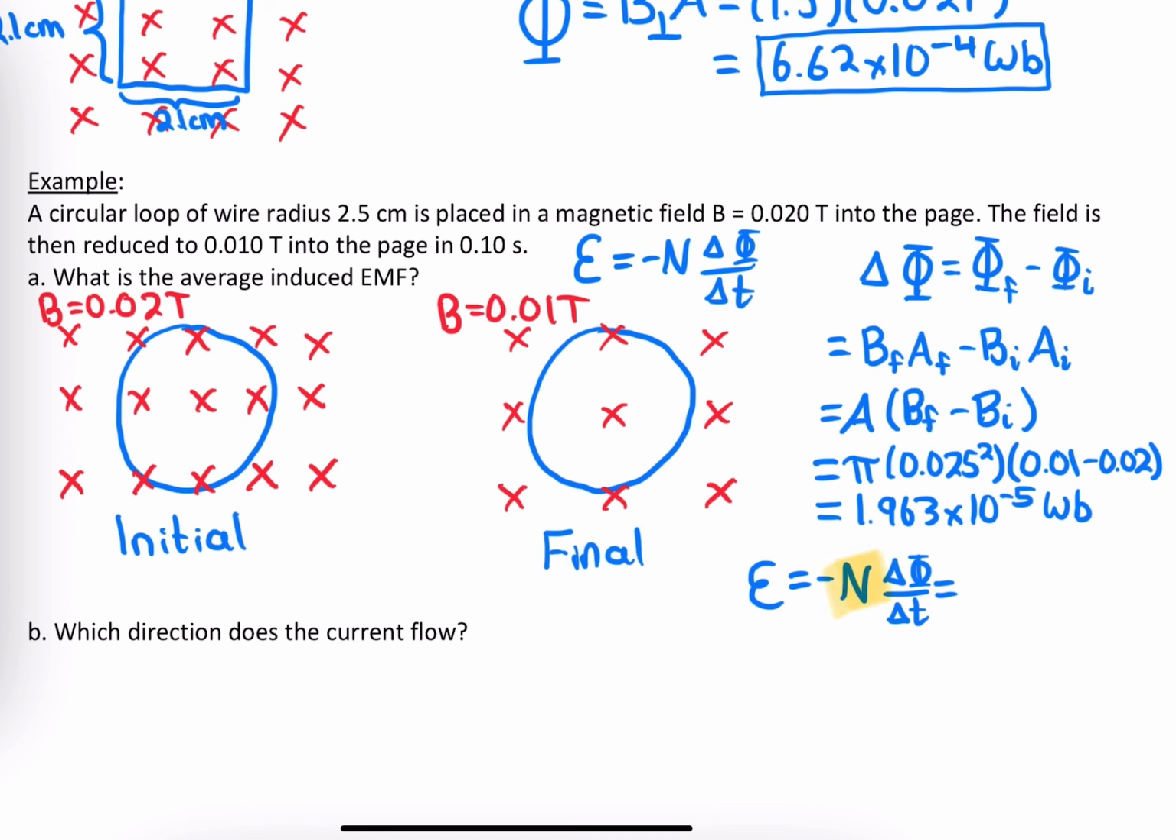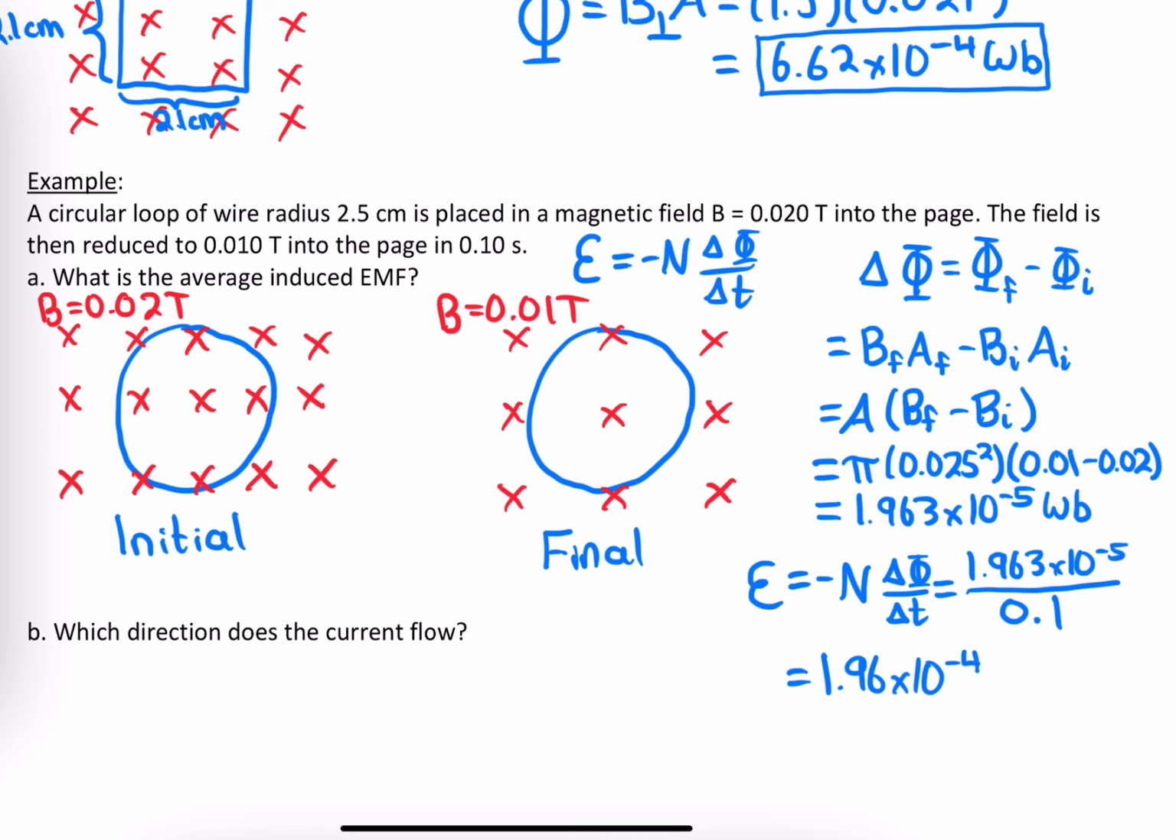N, the number of loops, is just going to be 1, so I don't even have to write it. So all I have to write down is my change in flux, 1.963 times 10 to the negative 5, divided by my change in time. How long does it take for that flux to make that change? That was given to us in the problem. It's 0.1 seconds. So that gives me an EMF of 1.96 times 10 to the negative 4 volts.